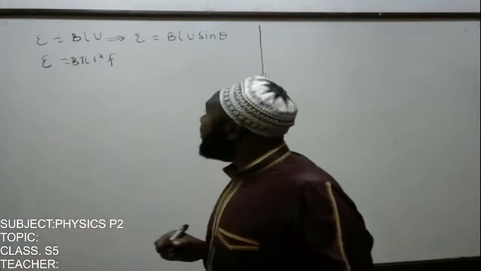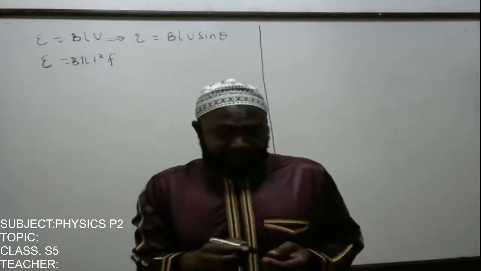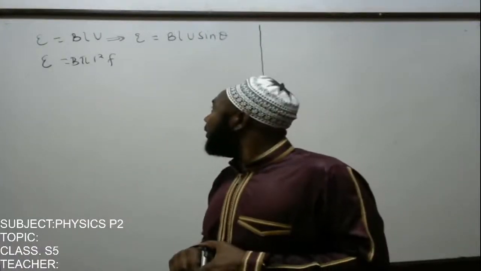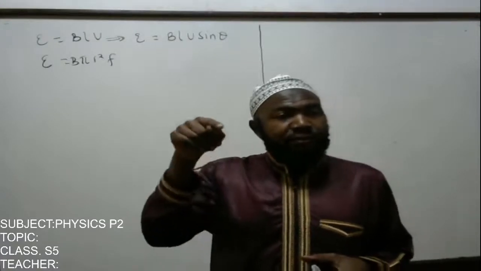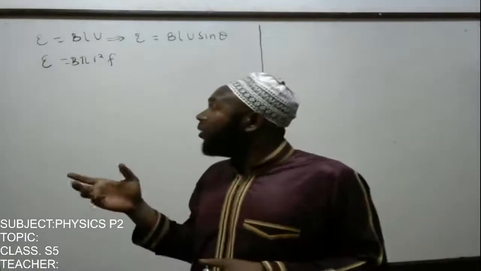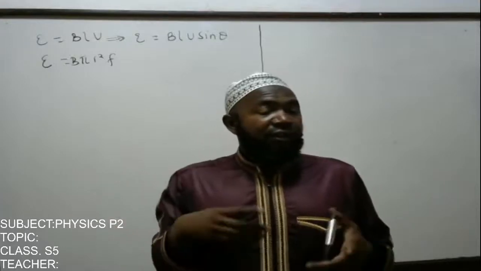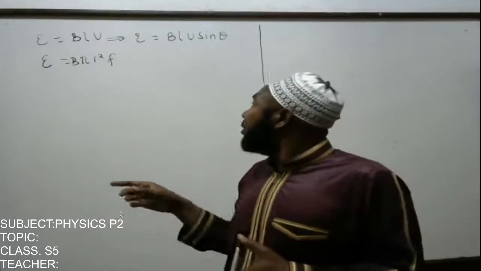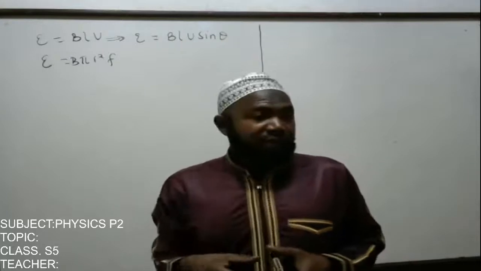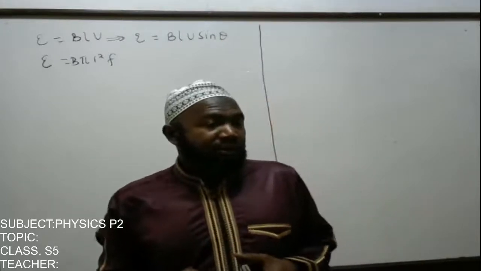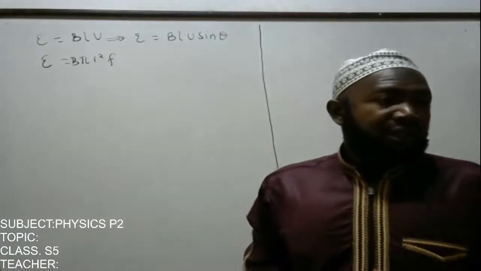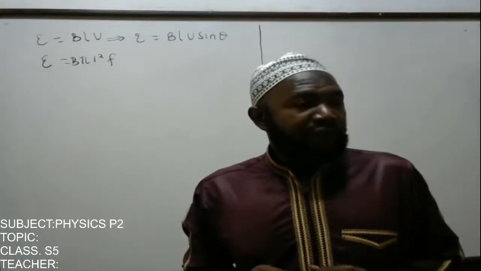where B is the flux density normal to the coil, and R squared is the length from the center of the disk up to the rim, or you can call it the radius of the ring. Then F is the frequency. And we derived that expression, and it is upon that expression that the following activities were given.